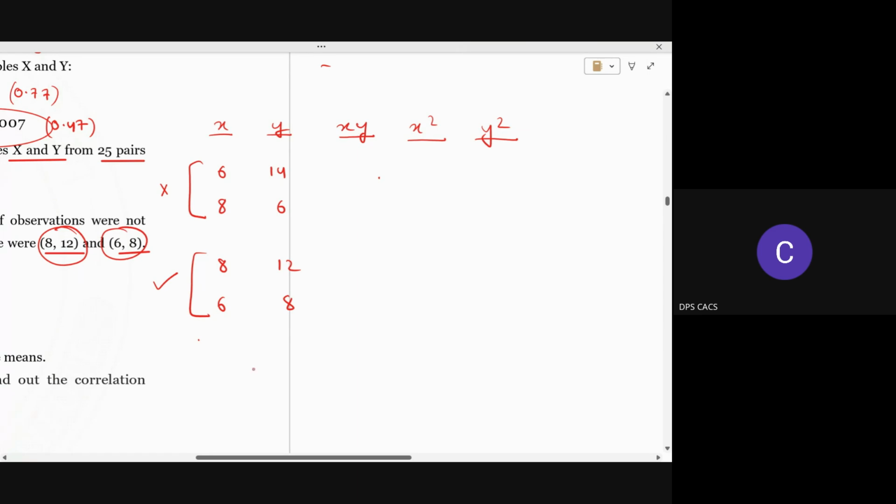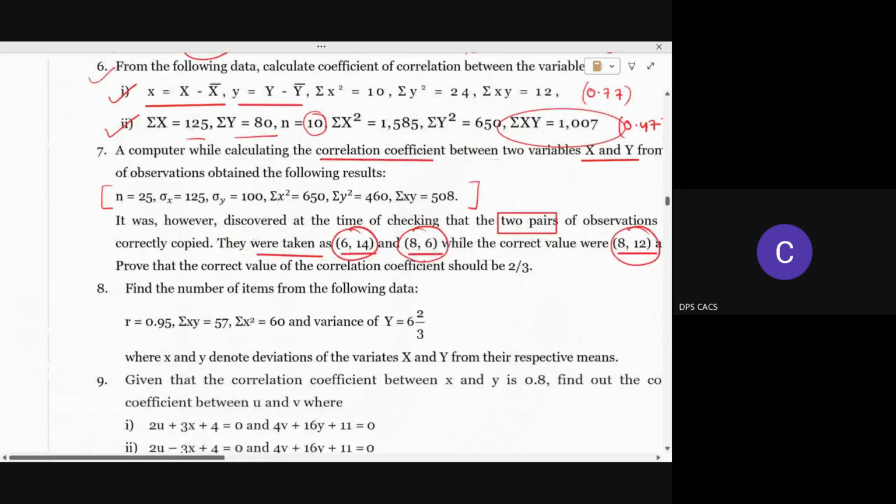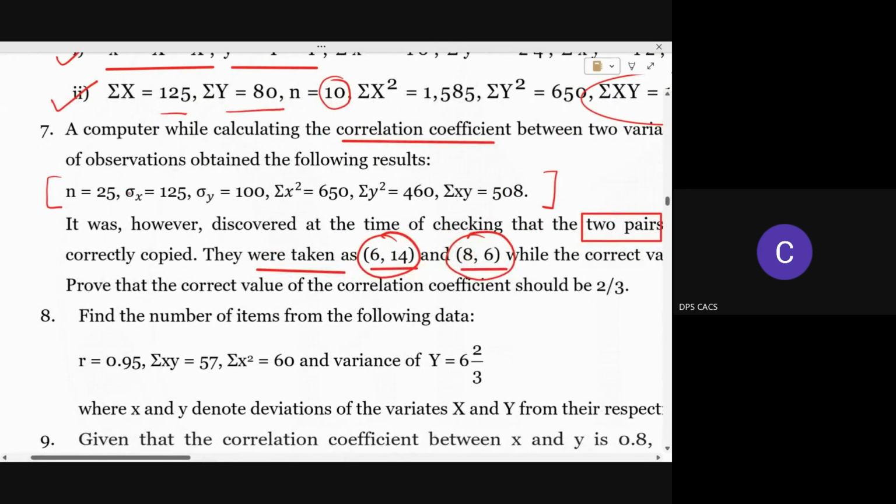Any problem? Tell me what is the total of summation? Oh, there is a typing error in the question. This is not SD of X. This is summation X. This is not SD of Y. This is summation Y. Correct it, please. You have the book, please correct it. No, this is correct.